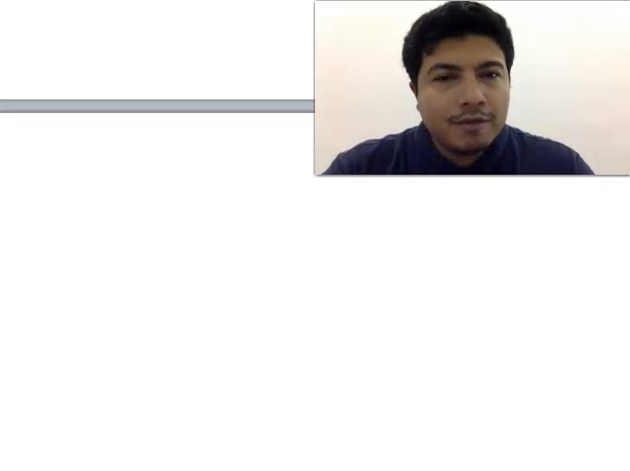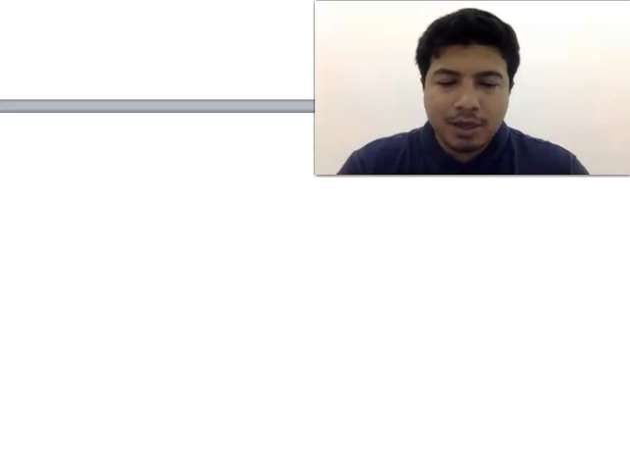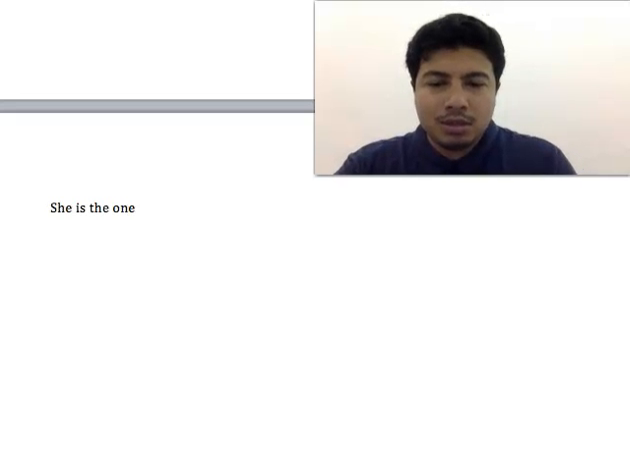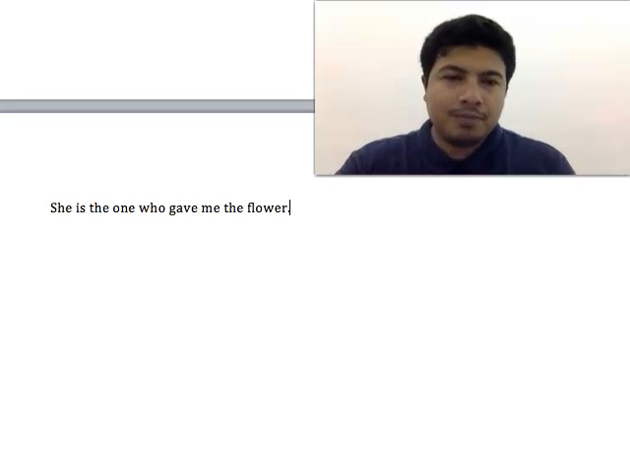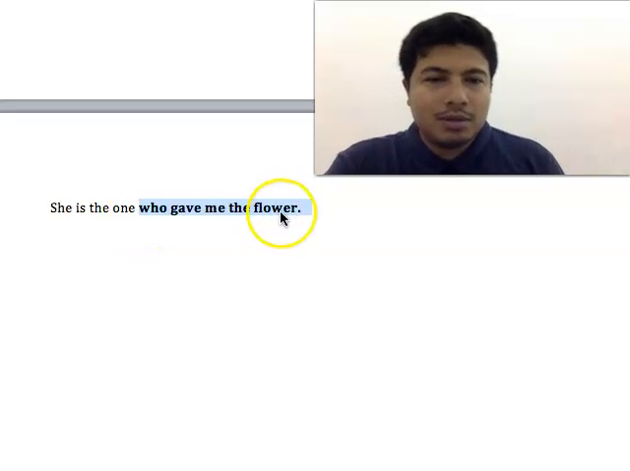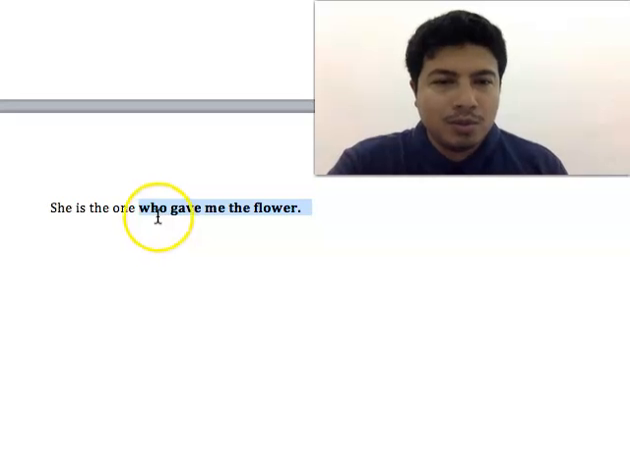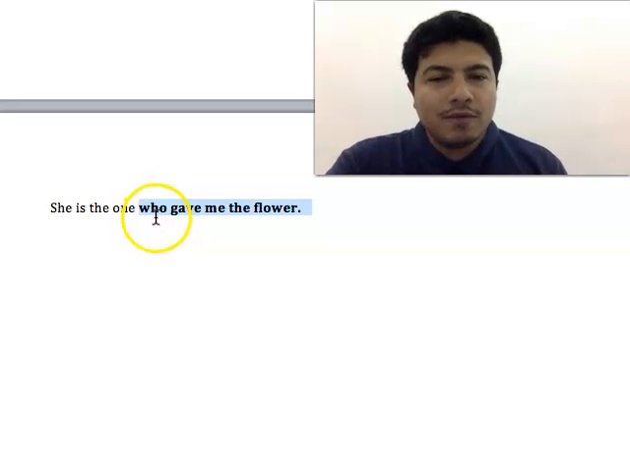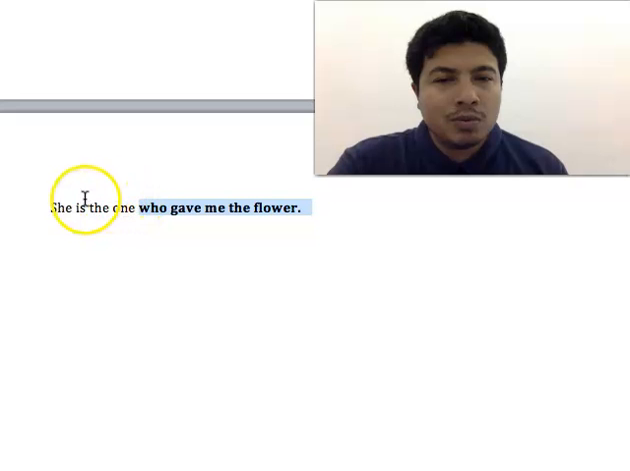First, the relative pronoun who. So as the example given just now, for example, she is the one who gave me the flower. So this is the adjective clause because it starts with who. So who refers to she.